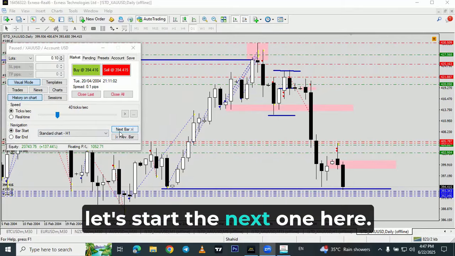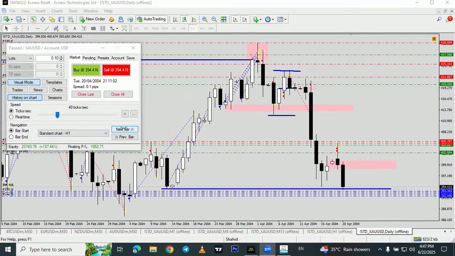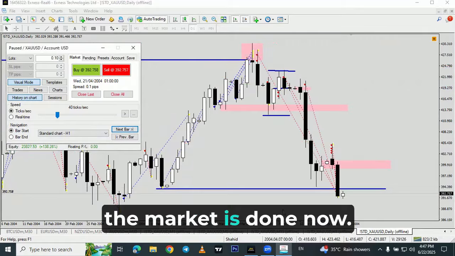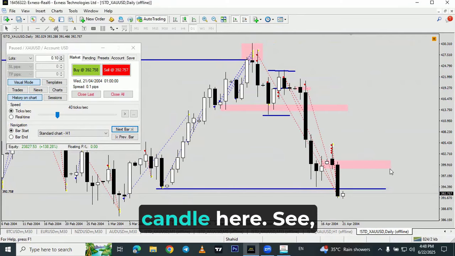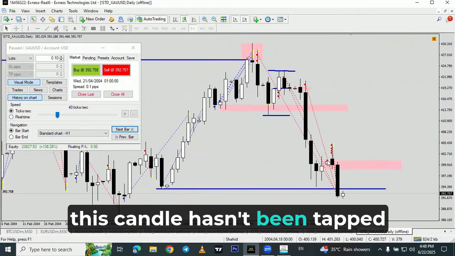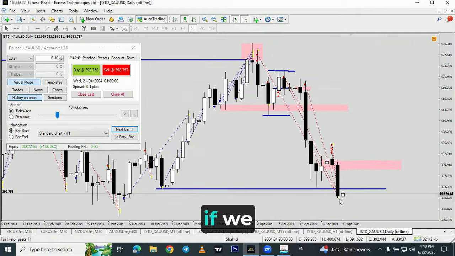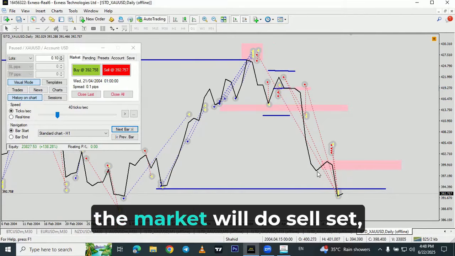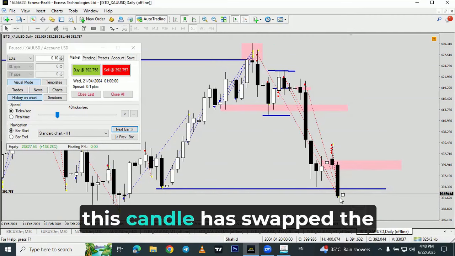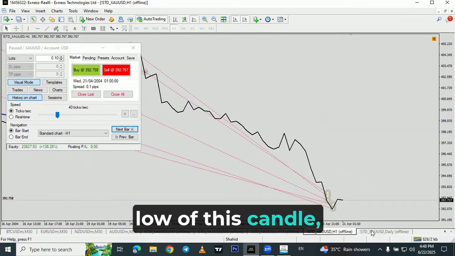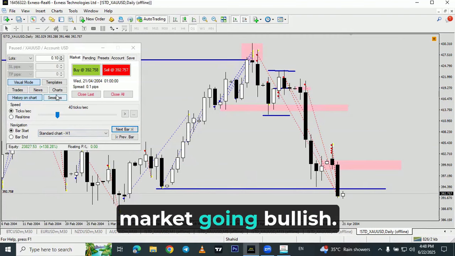Now let's start the next one here. See, the market is done now. If the market is to be bearish, we have this entire sell candle here. See, this candle hasn't been tapped for our market yet. To tap it, if we make it bearish, otherwise the market will do sell set, buy set liquidity, and we will gauge it. Here this candle has swapped the low of this candle, so there are chances of the market going bullish.